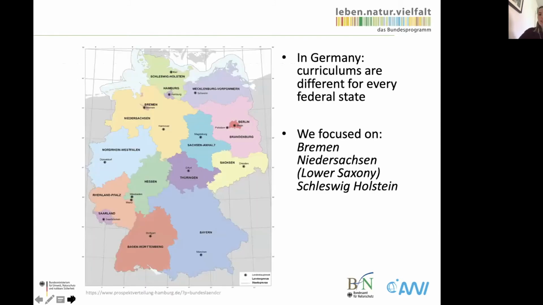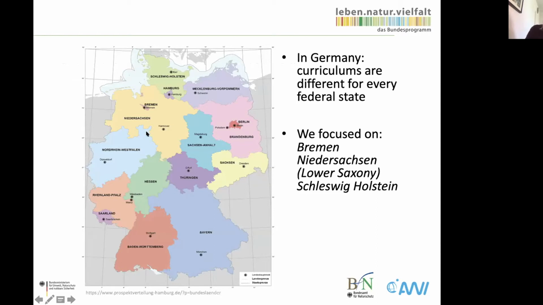So that's Germany. And the different colors are different federal states, a little bit of geography now. Just what I wanted to say is that there are a lot of federal states, and every federal state has its own curriculum. So we kind of had to check for a lot, and we just focused on the states Bremen. So that's where I sit right now.